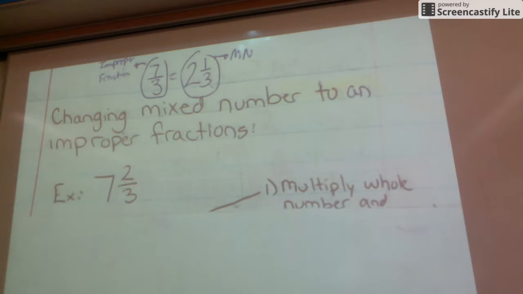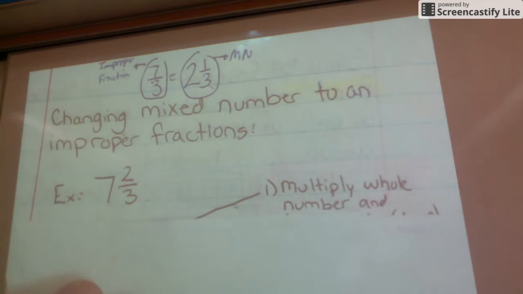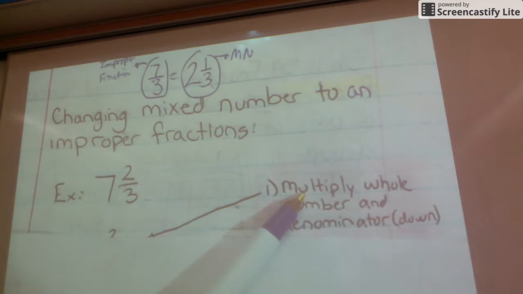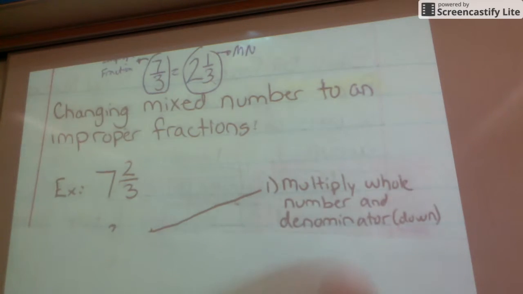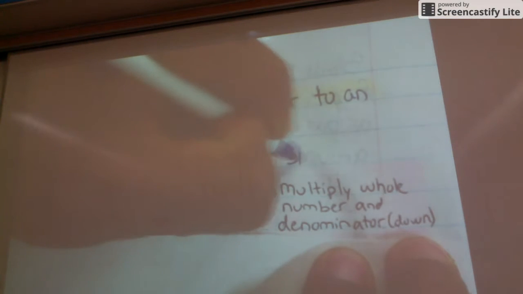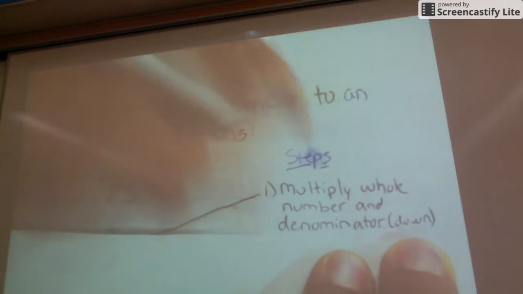So we need to change a mixed number, remember, it has a whole number and a fraction, to an improper fraction, which is when the number is bigger on top than bottom. I know we've gone over this, but a lot of you guys still need this practice. Okay, so step one. We are going to multiply the whole number and the denominator, which is the number on the bottom.